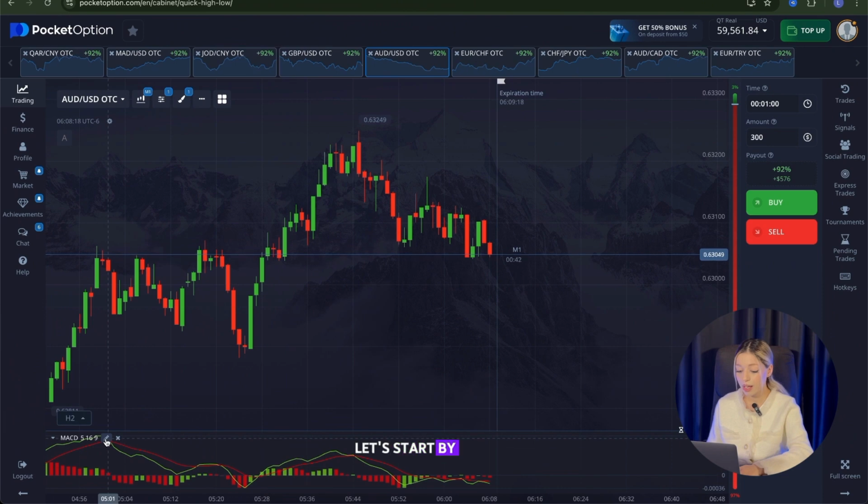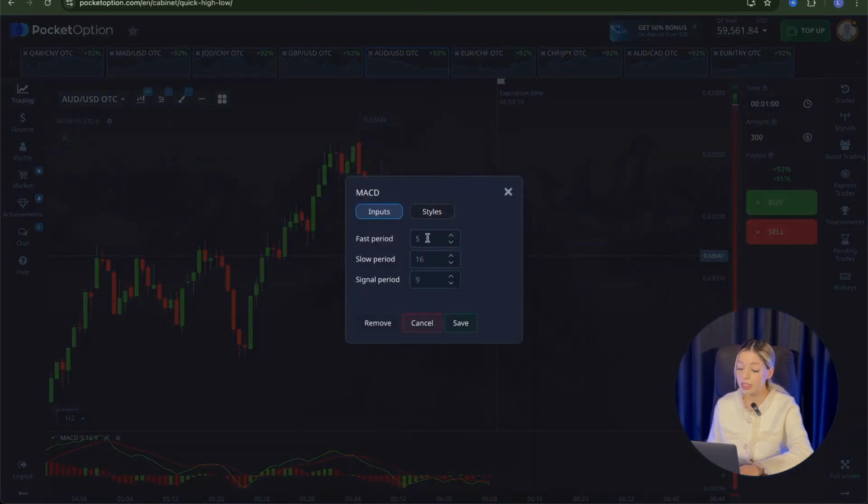So let's get started. Alright, let's start by setting up our indicator. The best settings are 5, 16, and 9. These are the most comfortable, and now we are ready to go.